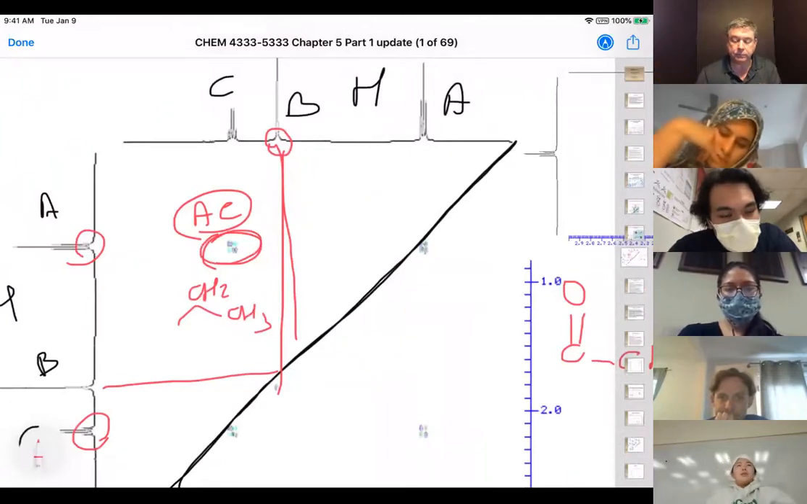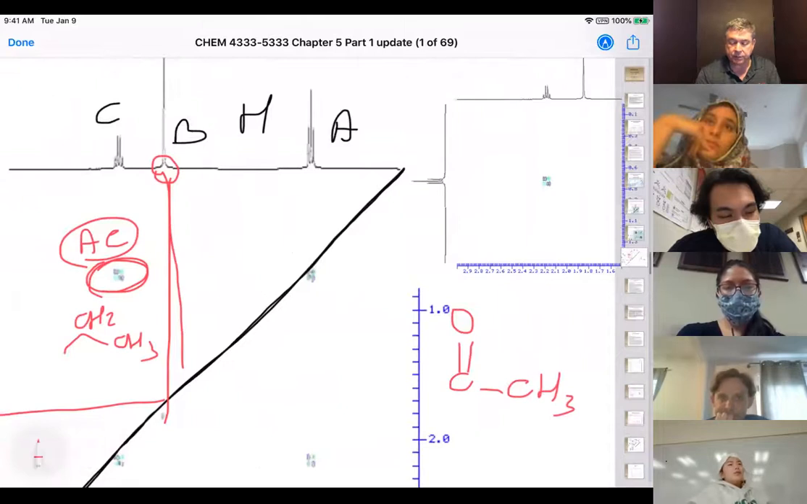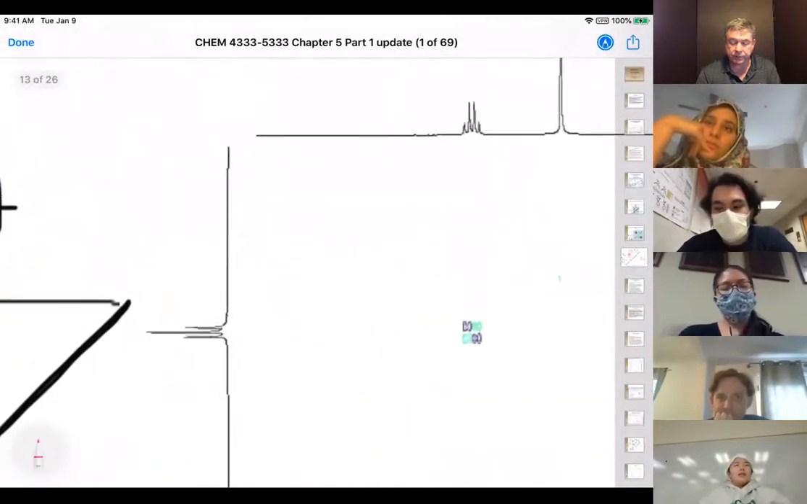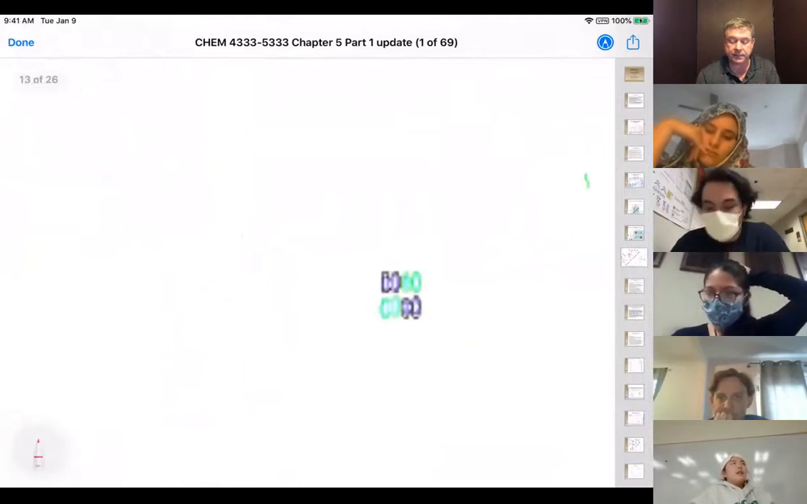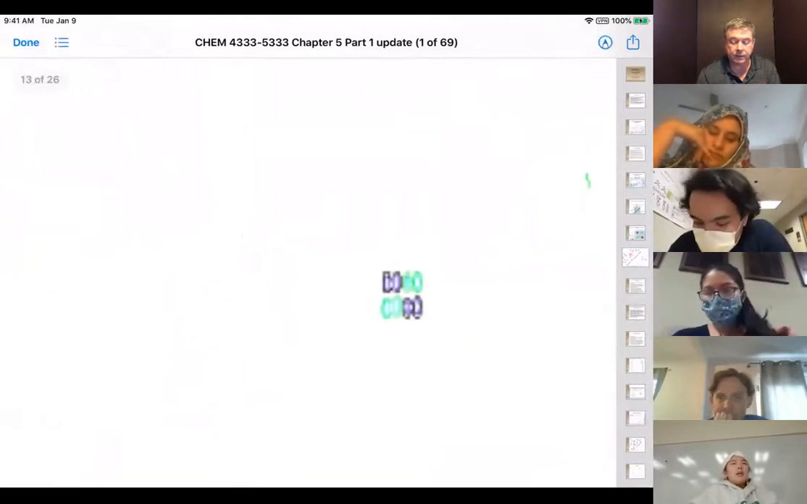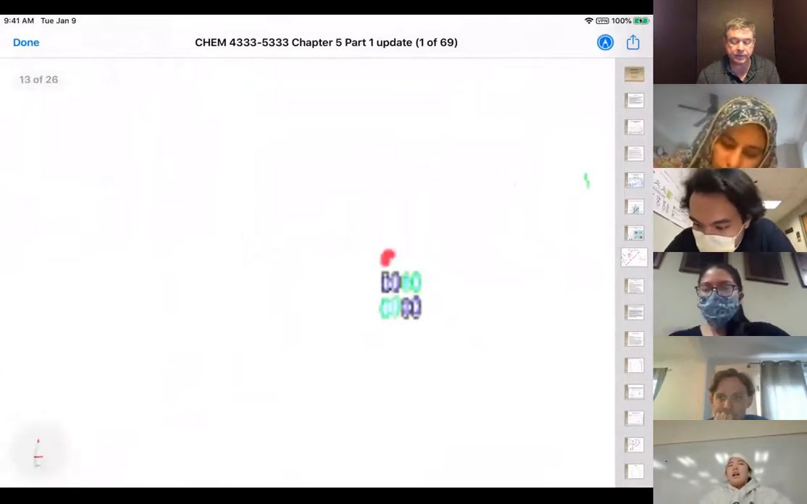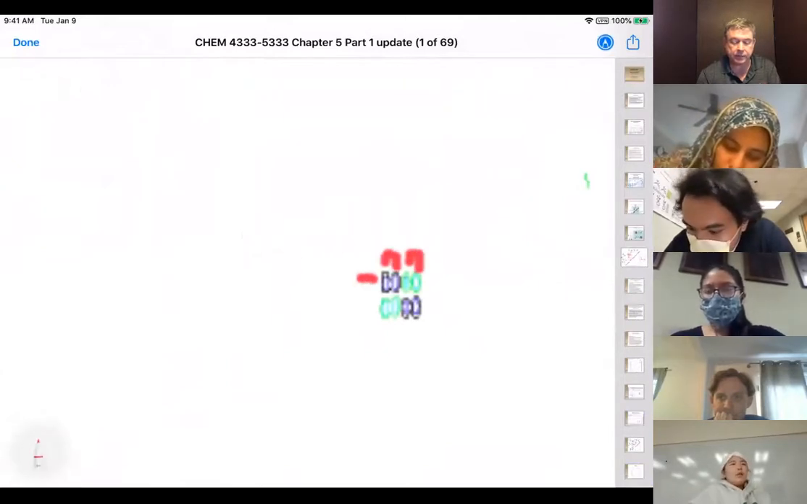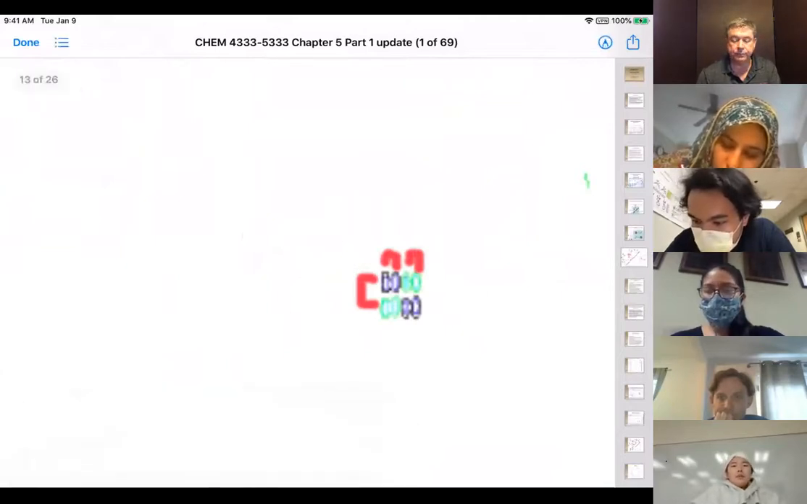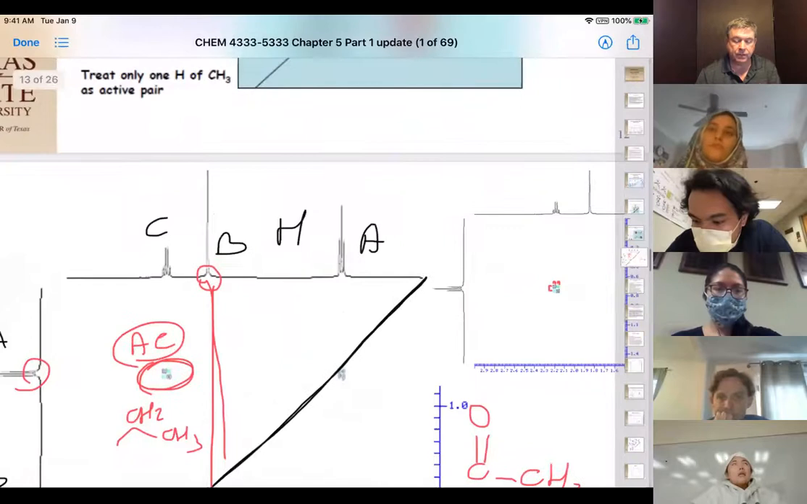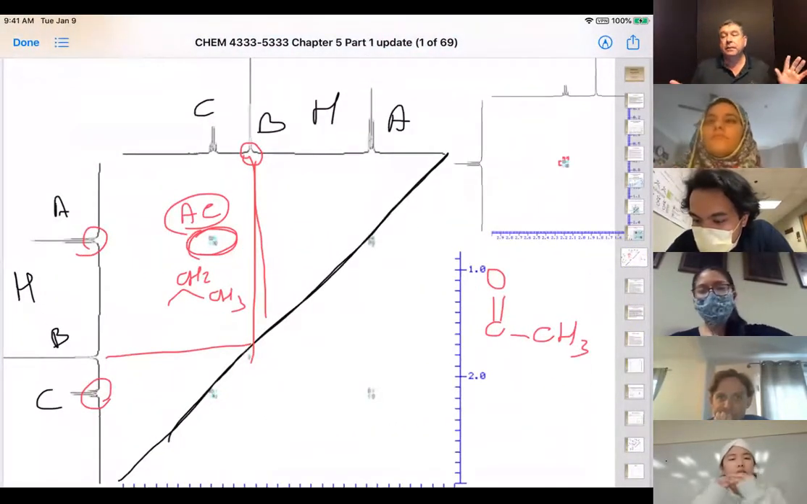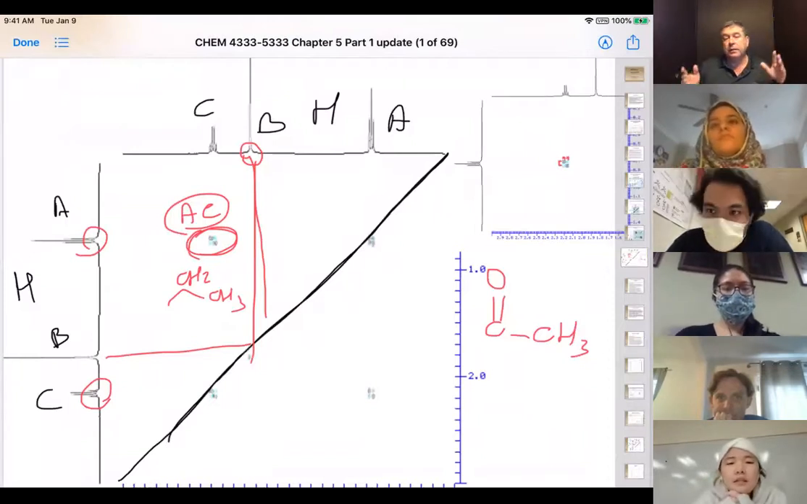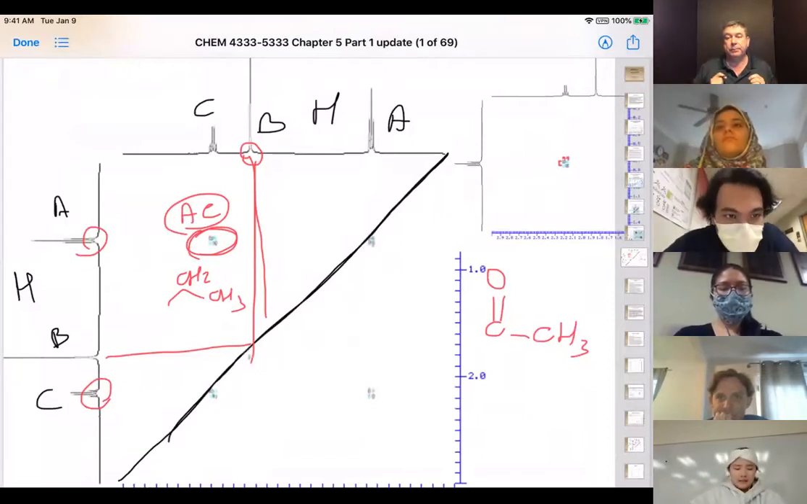And so this is just a blow up of those first 2 peaks, showing us that we can actually see our first coupling constant, our second coupling constant, our third coupling constant. There we go. All right, so questions about the basic analysis of COSY proton-proton NMR?